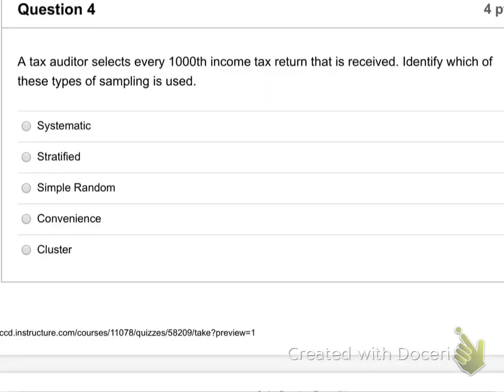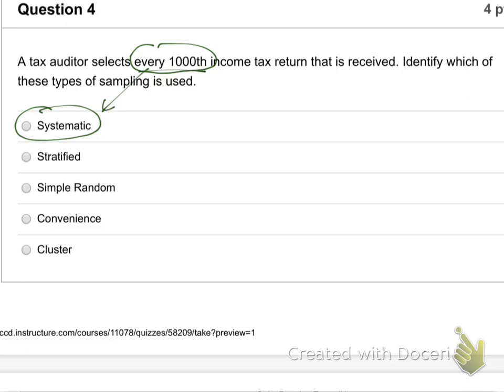So here's number four. A tax auditor selects every 1,000th income tax return that is received. Identify which sampling method that is. Yeah, that's systematic. Whenever they do every 1,000th or every 100th or every 87th, you know that's just a system, isn't it? They're just going to grab every 1,000th one.